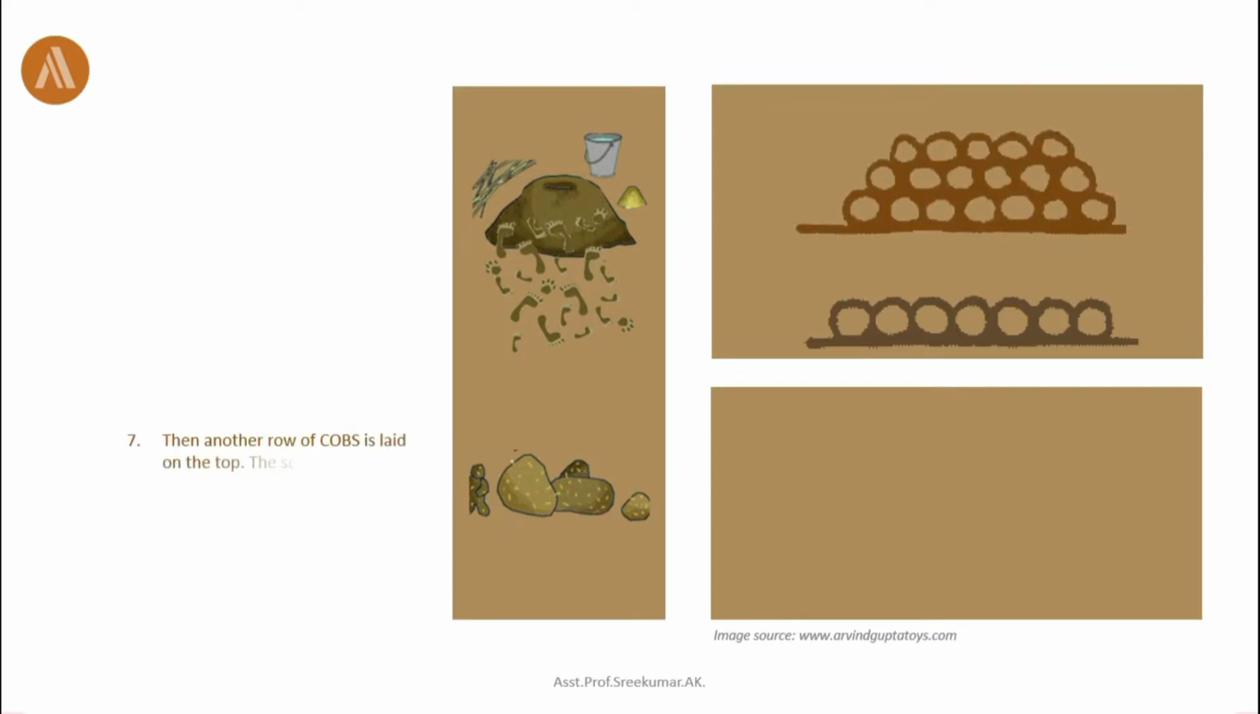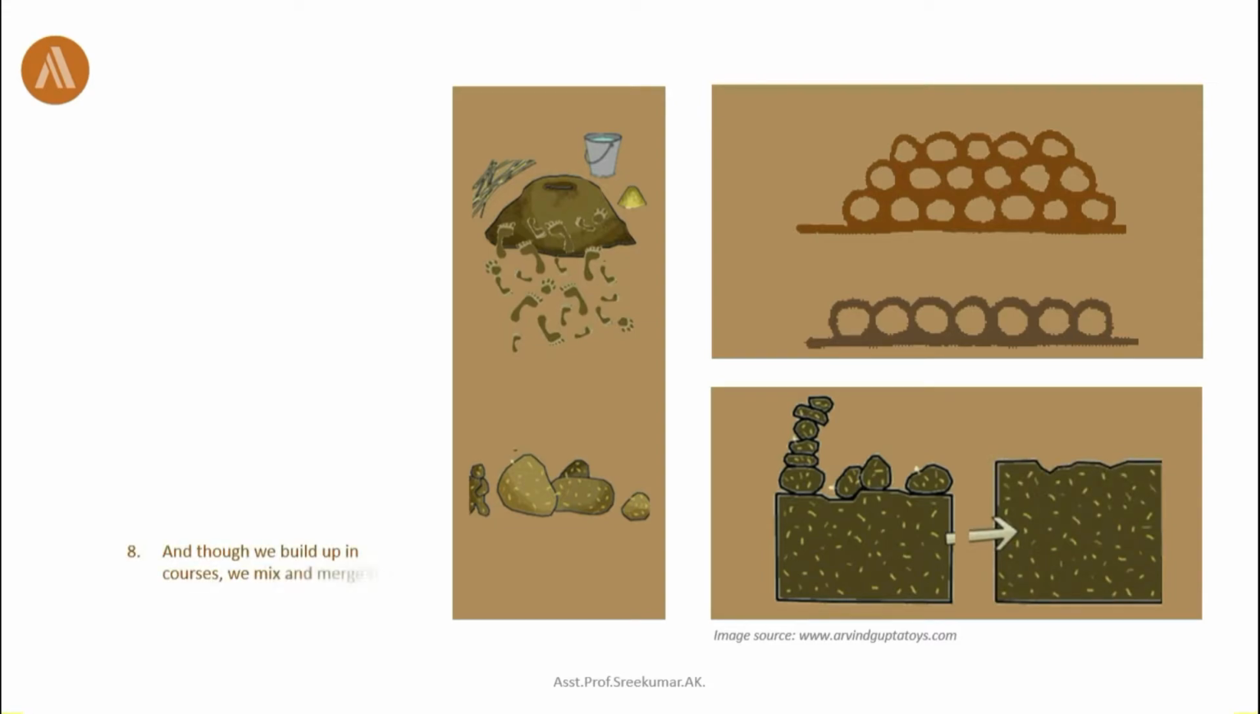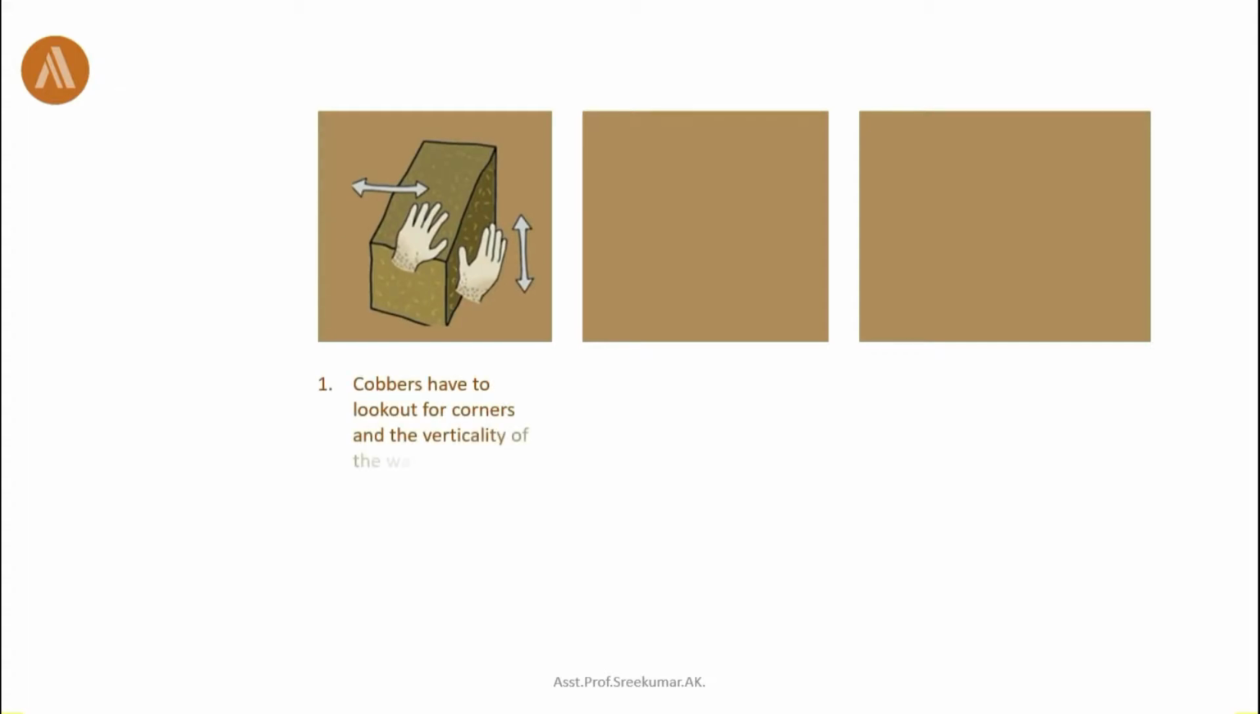Then another row of cobs is laid on the top. The second layer obviously lies in the depression between the lower rows of cobs. And though we build up in courses, we mix and merge them into the wall. Eventually, there will be no courses and no joints in the wall. Cobbers have to look out for corners and the verticality of the wall.